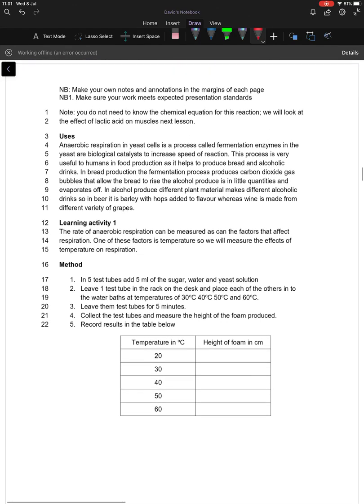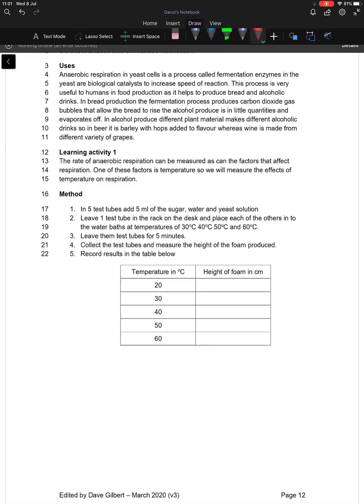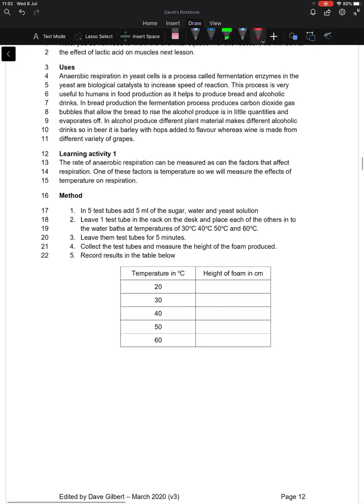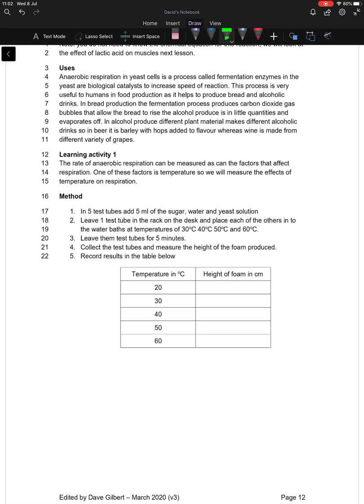Let's move on to uses now. So make sure you've got those notes down. Anaerobic respiration in yeast cells is a process called fermentation. Enzymes in the yeast are biological catalysts that help increase the speed of reaction. The process is very useful to humans in food production as it helps to produce bread and alcoholic drinks. In bread production, the fermentation produces carbon dioxide gas bubbles that allow bread to rise, and alcohol is produced in low quantities and evaporates off.